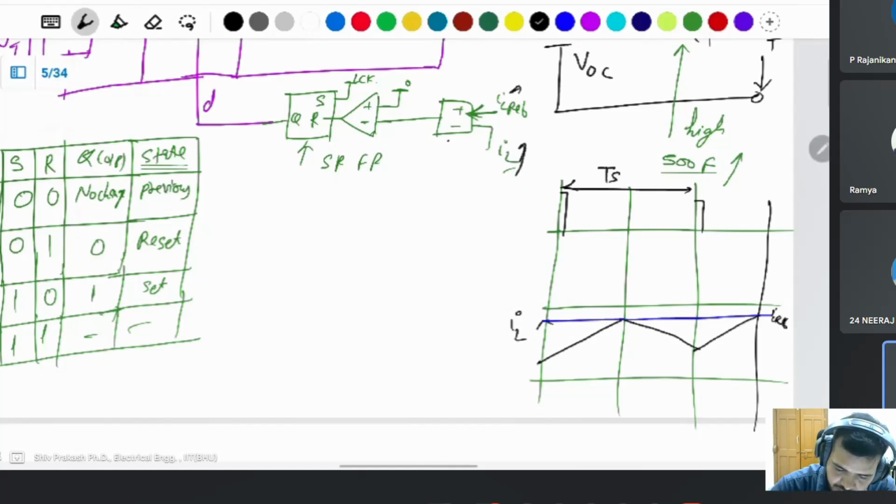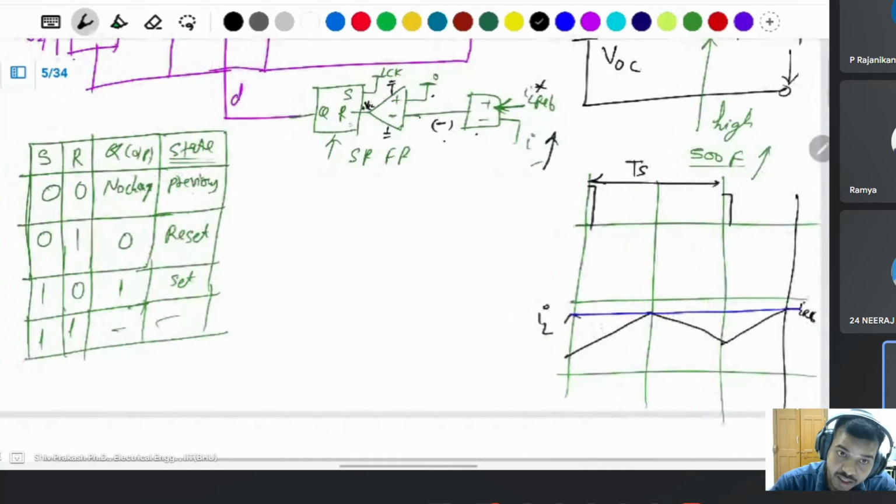Suppose IL is greater than the reference value. Then what happens? There is a negative value. If there is a negative value, then the negative terminal value is lower than the ground, or the comparator negative value is lower than the ground value. Then what happens? A positive VCC comes into the picture. When we have positive VCC, it means R is high. When R is high, then what happens? This will be a reset because of the clock.